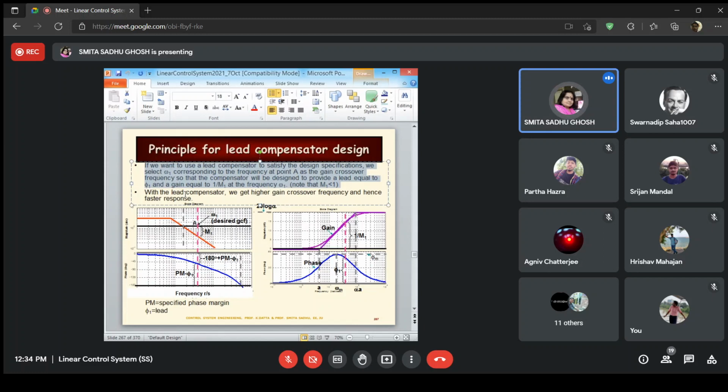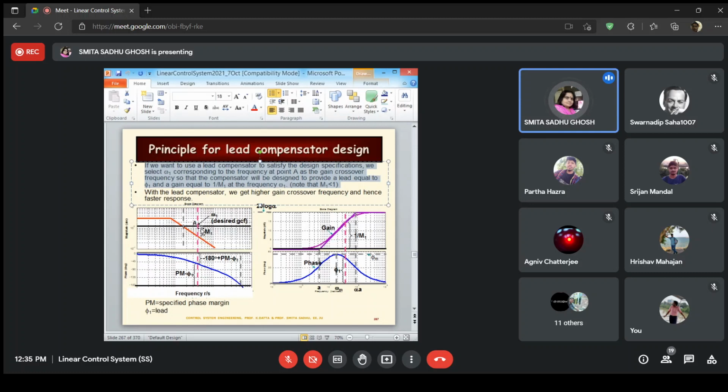The third point that we want to say is, if we want to use a lead compensator to satisfy the design specifications, we select omega 1, corresponding to the frequency at point A, as the gain crossover frequency, so that the compensator will be designed to provide a lead equal to phi 1 and a gain equal to 1 by m1 at the frequency omega 1.